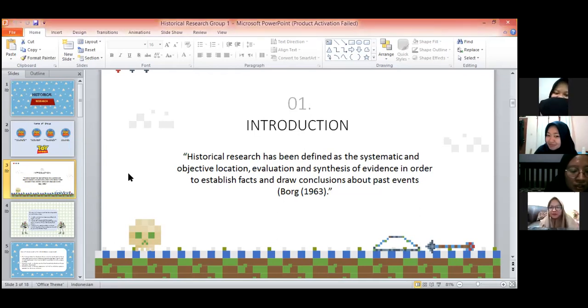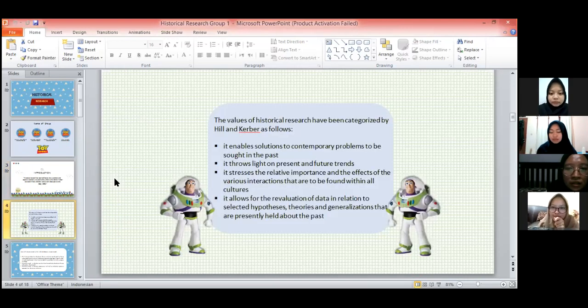Historical research is included in qualitative research because of its emphasis on interpretation and its attempt to understand. And then there are several values of historical research by Hill and Herbert. The first is it enables solutions to contemporary problems to be found in the past. And then the second is it throws light on present and future trends.